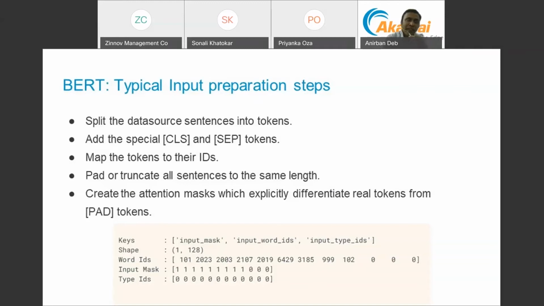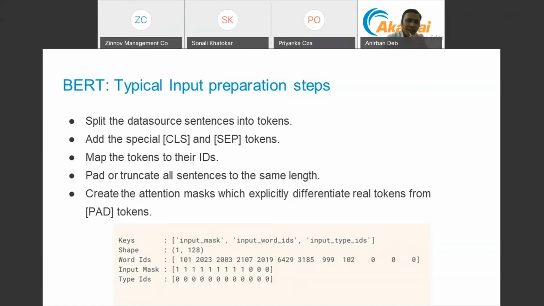So if, say, 40 characters is the total maximum sentence length and one sentence is 20, the other 20 bits have to be indicated in some way as not part of the sentence through this input mask. And there is another mask because BERT can take in two sentences, where after the separator the second sentence can come. To distinguish which part belongs to which segment, you need another set of masks.